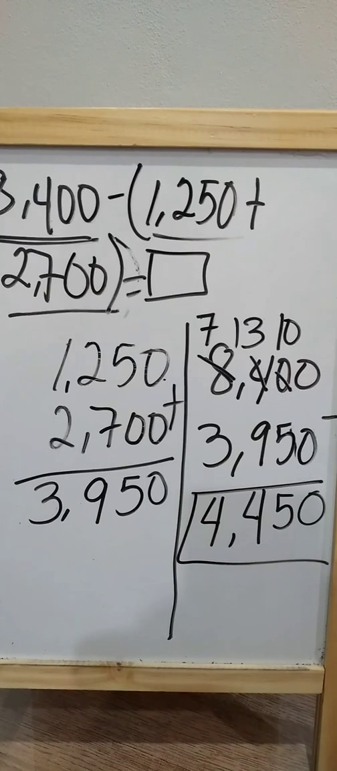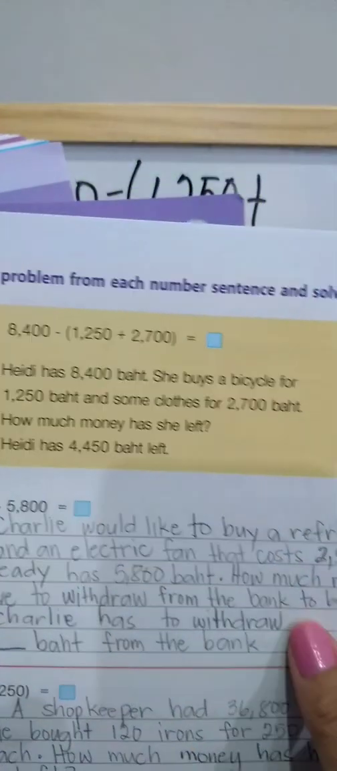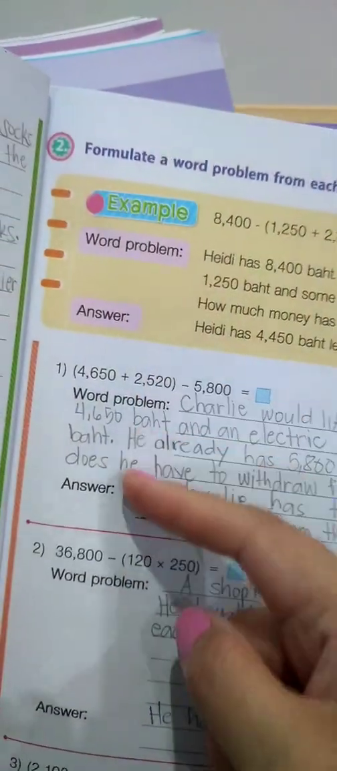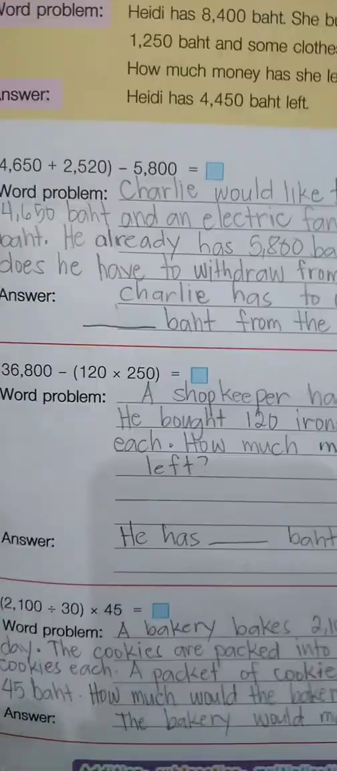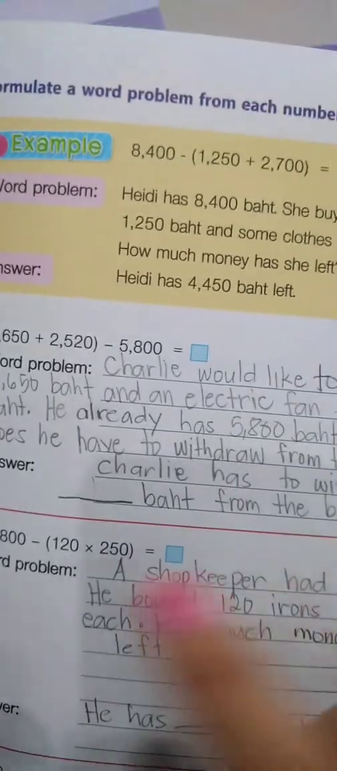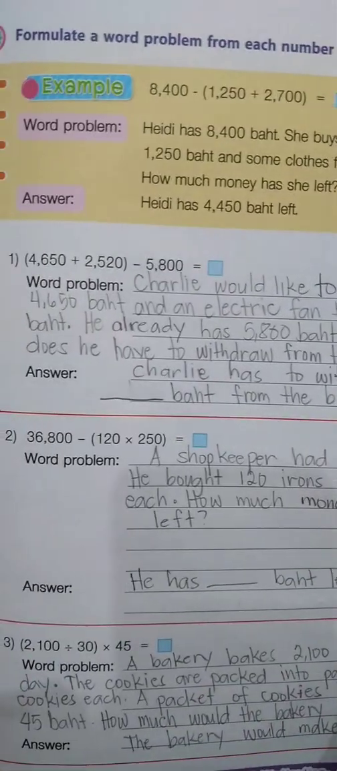So the answer is 4,450. Heidi has 4,450 baht left. Now please answer items 1, 2, 3 in your book on page 33. Write the answer here in the blanks.